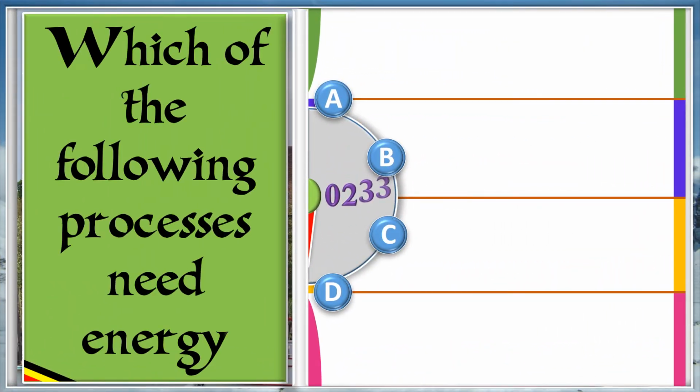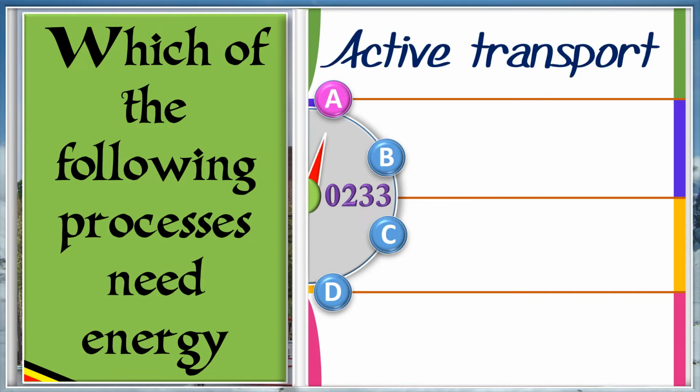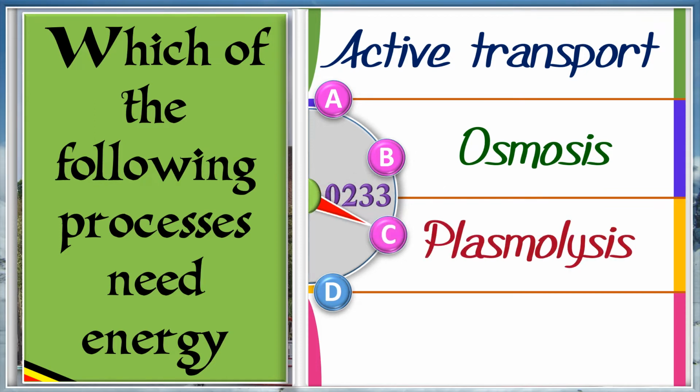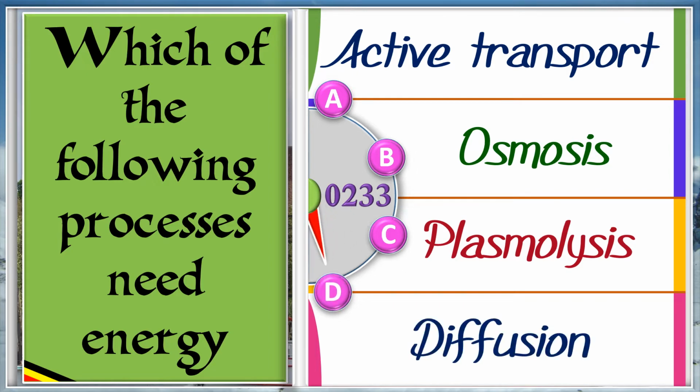Which of the following processes need energy? A. Active transport. B. Osmosis. C. Plasmolysis. D. Diffusion. And the answer is A. Active transport.